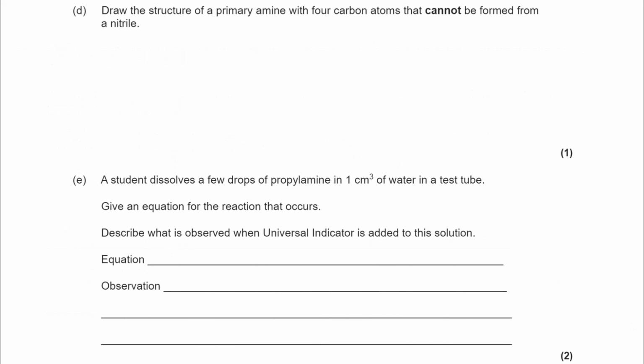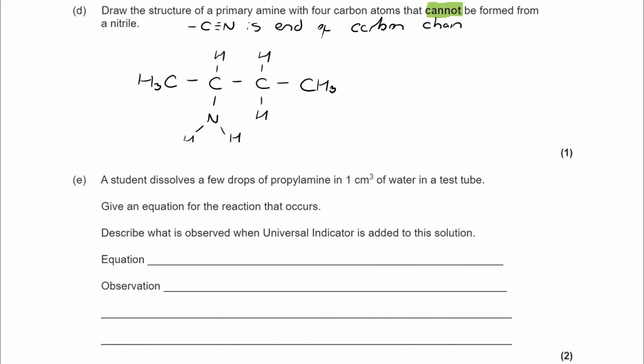Moving on to part D, we are drawing the structure of a primary amine with 4 carbon atoms that can't be formed from a nitrile. So what we're interested in here is that a nitrile is always on the end of a carbon chain. Now there are many answers that you can give. I think this is the most straightforward one. I've got my carbon chain of 4 and my NH2 is coming off the second carbon.